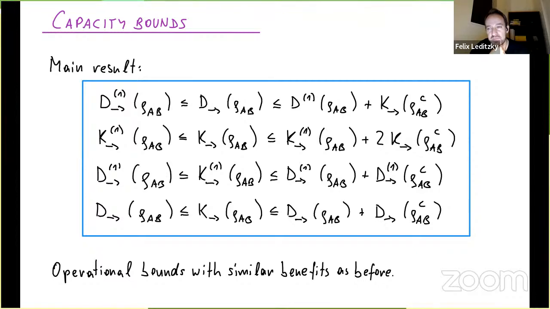I mean, somehow the role of anti-degradability is a little bit played by, no, you can't say that, but I mean, PPT is relevant in the two-way case, right? But PPT is not an order. It's not defined in terms of the complementary channel. Right. It's an intrinsic property, so to say.